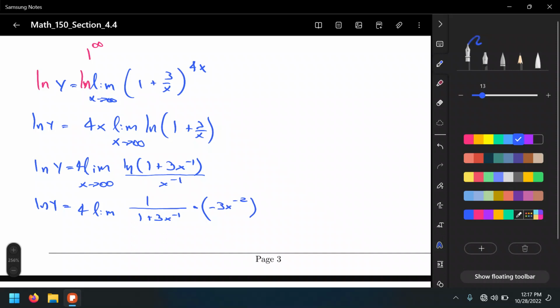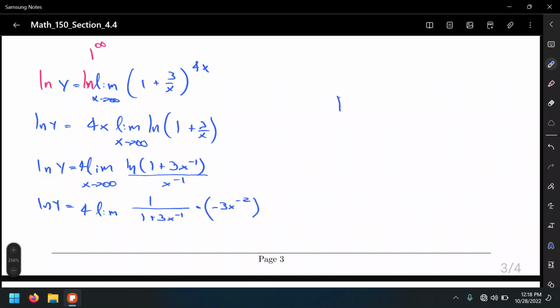How did you get rid of the x from 4x? Oh, this x, I sent it to the denominator as x to the negative 1. How did you do that? For example, when you have 4 times 4, you can write this as 4 times 1 over 4 to the negative 1. The same happens with the x right here, so we can obtain a quotient function to do L'Hopital's rule.